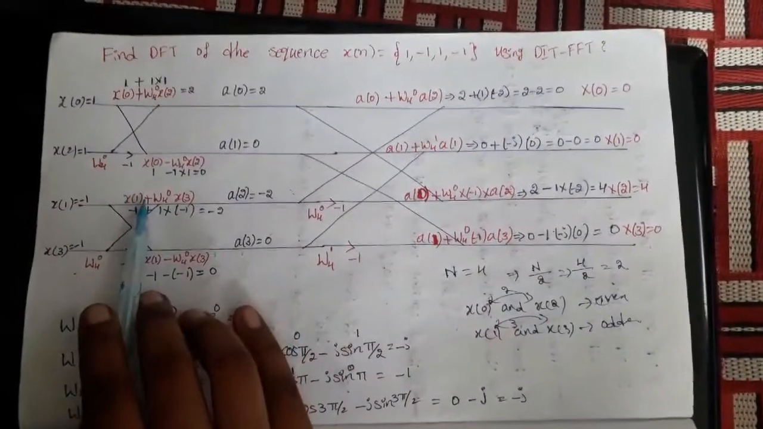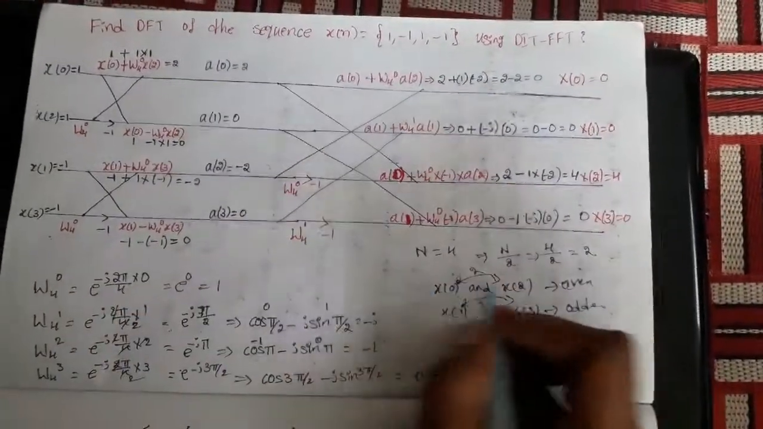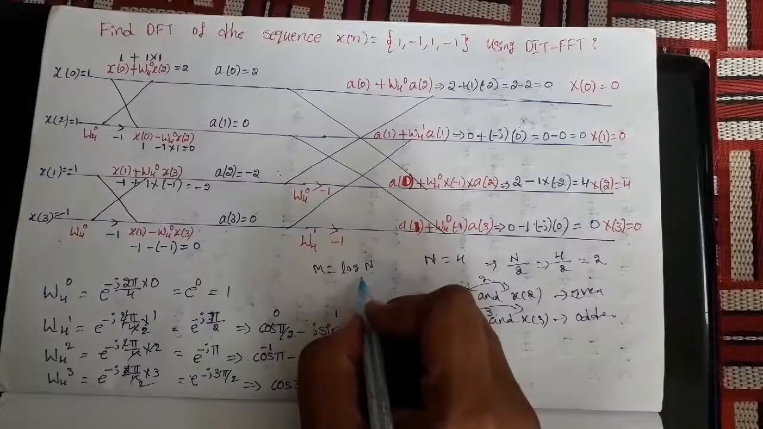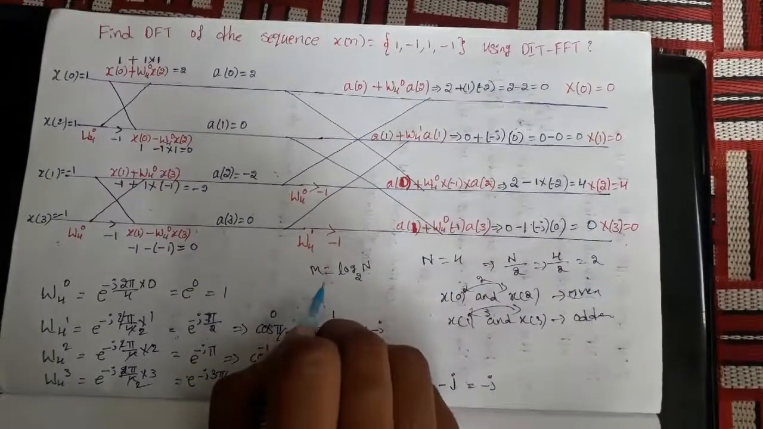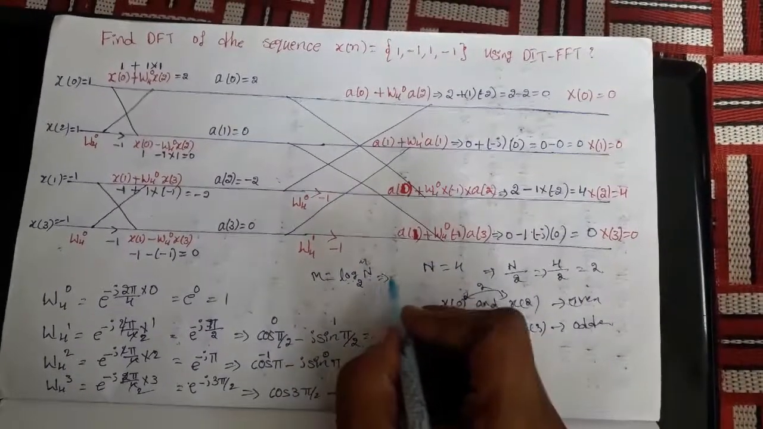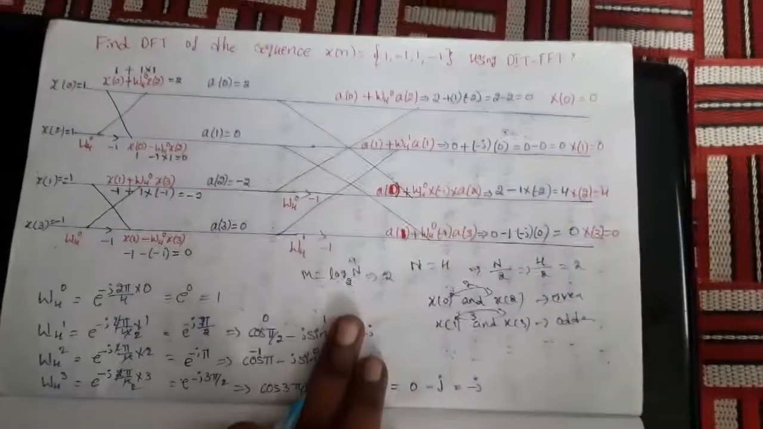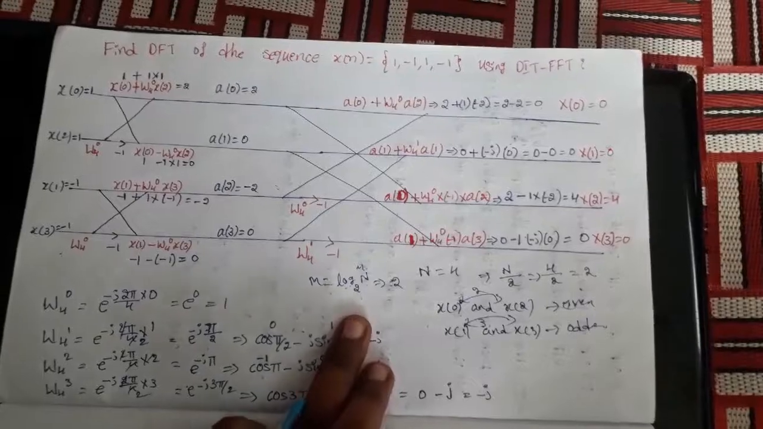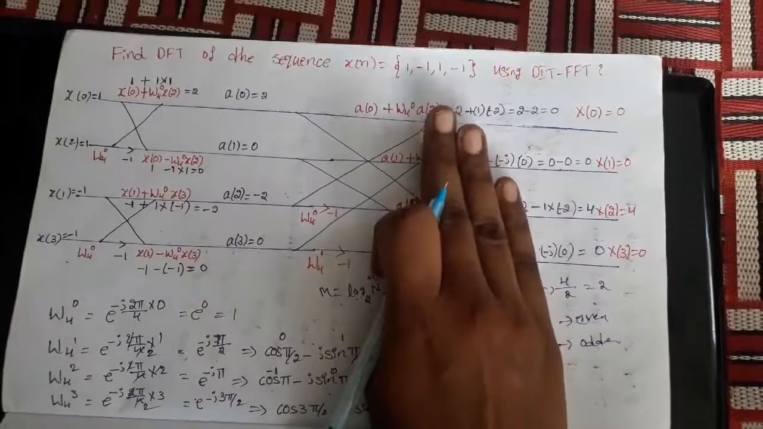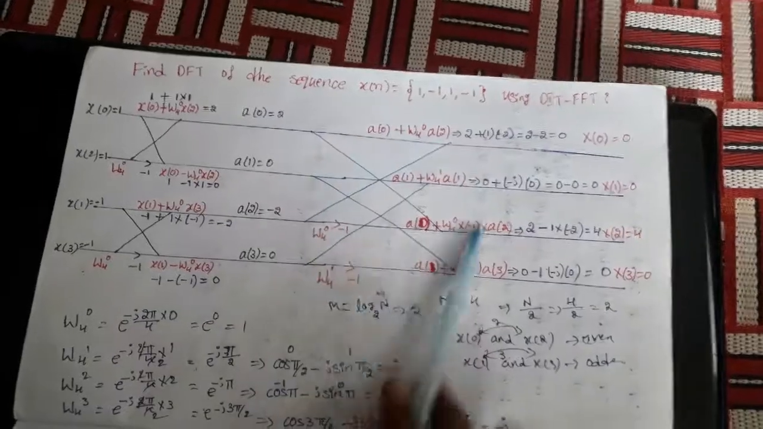Next, the number of stages in the flow graph is M equals log N to the base 2. Here N is 4, so log 4 to the base 2 is 2. So totally 2 stages are required in the flow graph. This is stage 1 and this is stage 2.